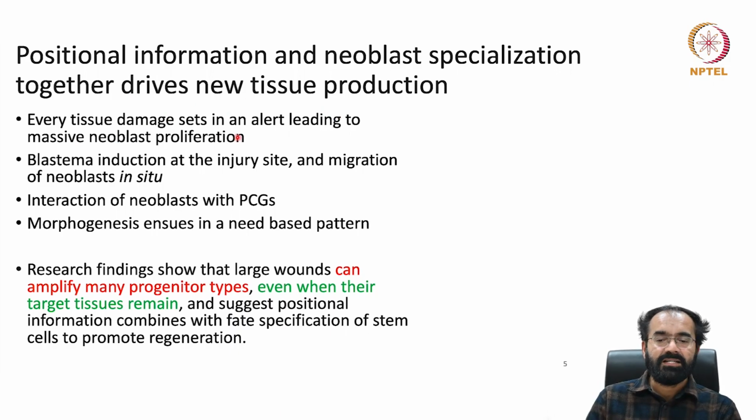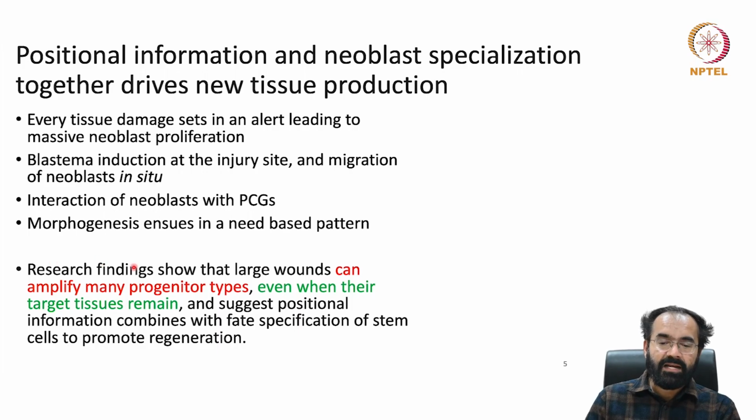Every tissue damage sets in an alert, leading to massive neoblast proliferation. Blastema production at the injury site and migration of neoblasts happens in situ. Interaction of neoblasts has to happen now with the PCGs. Morphogenesis ensues in a need-based pattern. What is the tissue that is damaged? What is the tissue that is missing? Accordingly, it will give rise to a new cell type or tissue type.